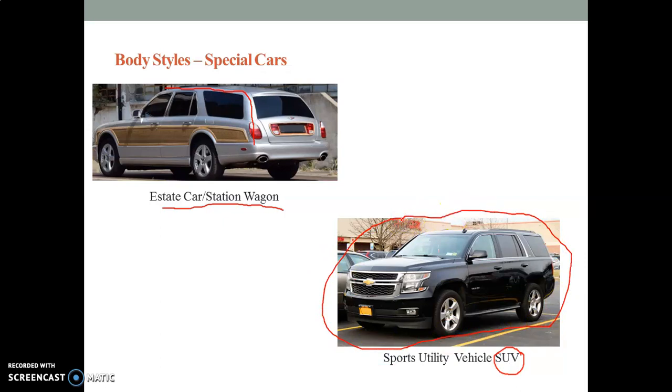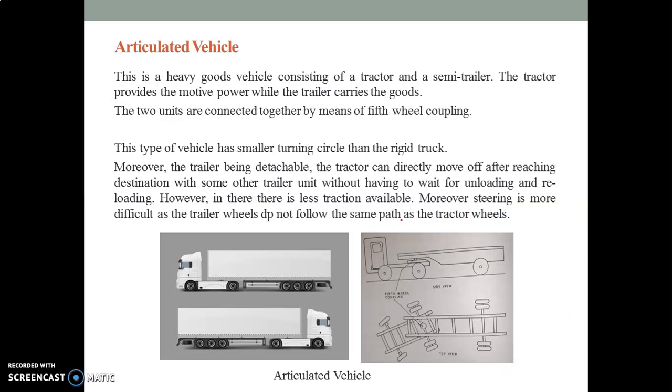Now the next type of vehicle we will discuss is called articulated vehicles. So in this diagram these are mentioned. These are called articulated vehicles. Generally, as mentioned here, these are heavy goods vehicles consisting of a tractor and a semi-trailer. So an articulated vehicle is made up of two units. It must be observed, this is the first unit and the remaining is the second unit.